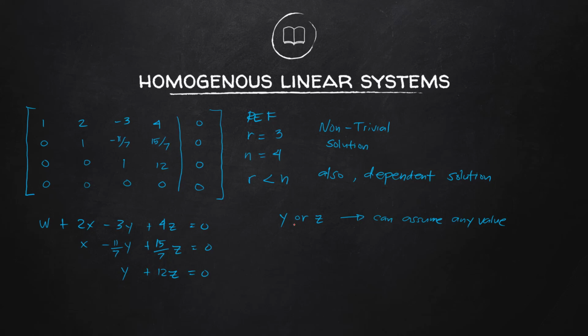Take note that I use the word or, because if you assume a value for y, then you can already compute for the value of z using equation 3. You only need to assume one variable, and with that you can solve for the values of the other variables using the back substitution process. For example, if you assume the value of y, you can compute for the value of z, and with that you can compute for the values of x and w using back substitution. So there are infinitely many solutions for this example.